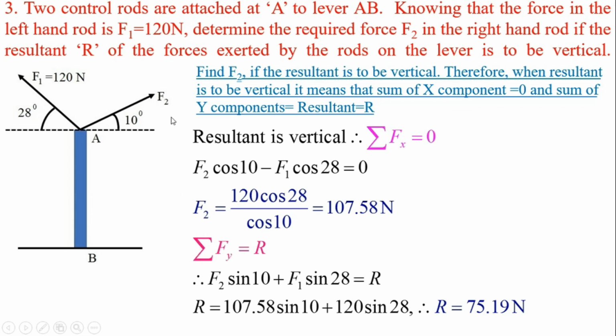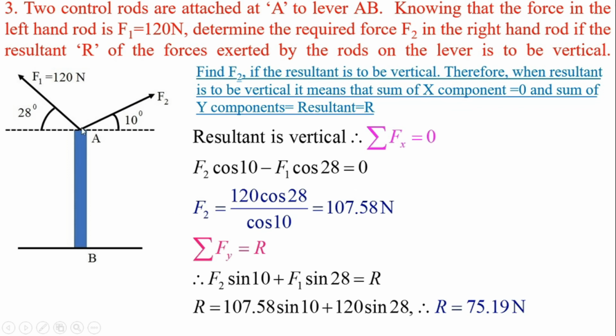Now, we have two unknowns, F2 and the resultant R, and we have two equations, summation Fx is equal to 0 and summation Fy is equal to R. You should start with the equation whose right hand side is known. Here, the right hand side of this equation is known, 0, while the right hand side of the other equation is unknown. So, let us start with summation Fx is equal to 0. For the given system, let us calculate summation Fx and equate it with 0.